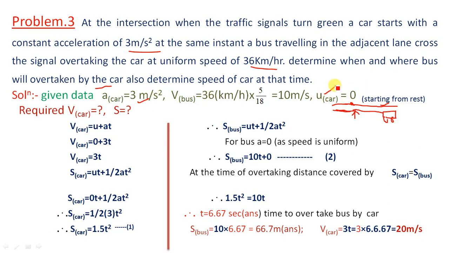The initial velocity of the car is 0 because it is starting from rest. Now the velocity of the bus is mentioned as 36 km per hour. So convert it into meter per second by multiplying by 5 by 18. How is it 5 by 18? I think all of you know that.